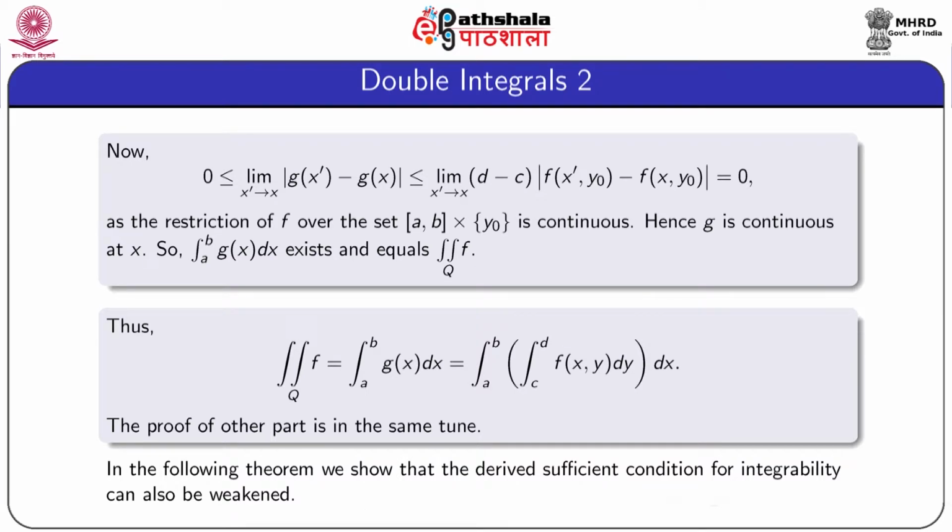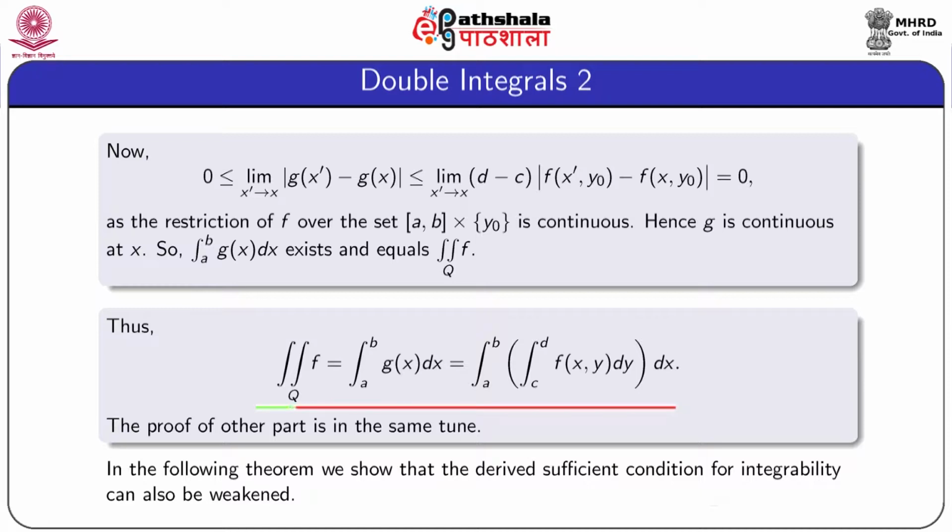Now, 0 is less or equal to the limit of the modulus of g(x') minus g(x) when x' tends to x. This is less or equal to the limit as x' tends to x of (d minus c) times the modulus of f(x', y0) minus f(x, y0), and this is equal to 0, as the restriction of f over the set [a, b] Cartesian product with {y0} is continuous. Hence, g is continuous at x.